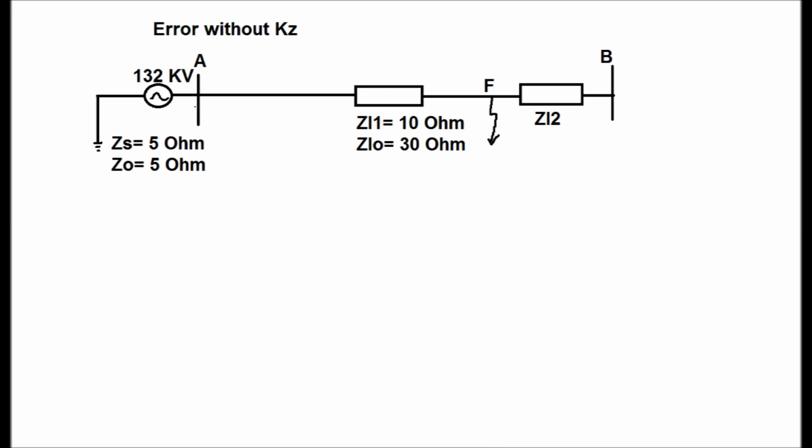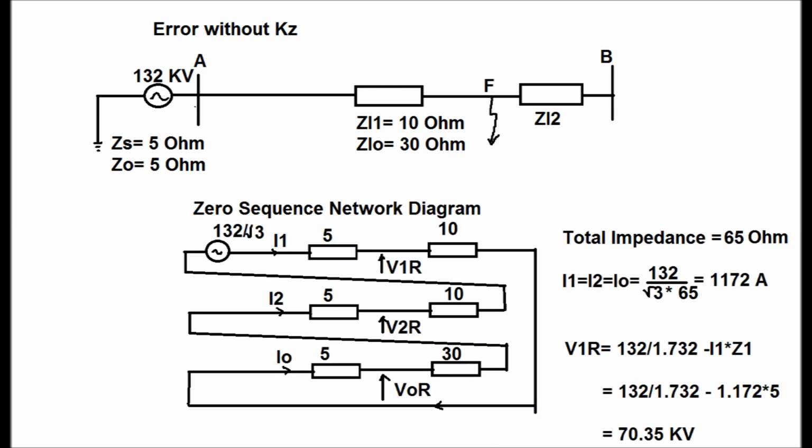We'll draw a sequence diagram to calculate the distance in terms of impedance without Kz and then with Kz. Now the fault occurs at point F for a red phase to earth fault. There is a single line to earth fault occurring at the red phase at point F.